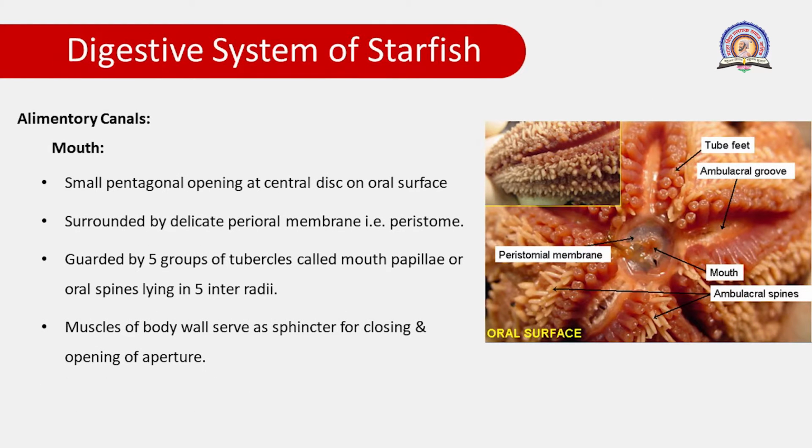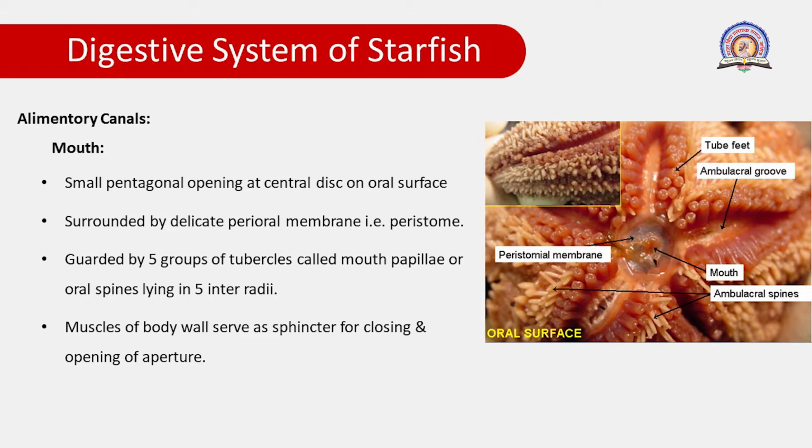Then we go to the detailed structure of the mouth. We can see the pictorial presentation here. In the central part, there is a small pentagonal opening. That small opening is known as the mouth, and it is found on the oral surface. All around it there is a thin membranous structure, commonly called the perioral membrane or peristome.